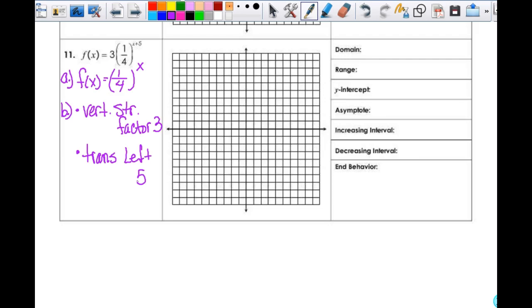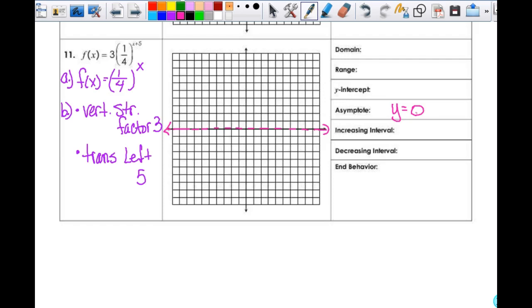Then let's go over here and graph. Did I have any vertical translations? Did I move up and down at all? No. That means my asymptote is still here at y equals 0. So I can go ahead and put that in. That my asymptote is at y equals 0.